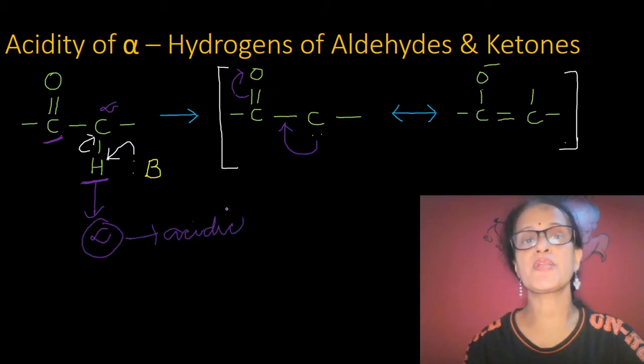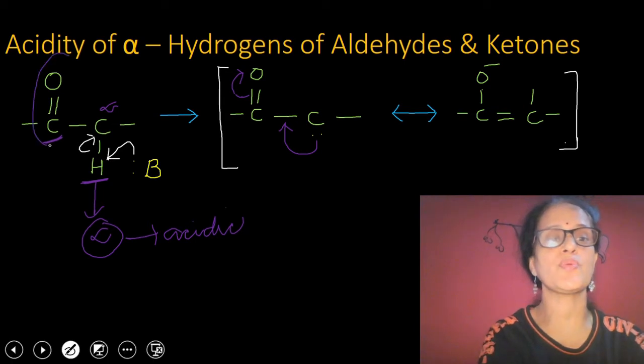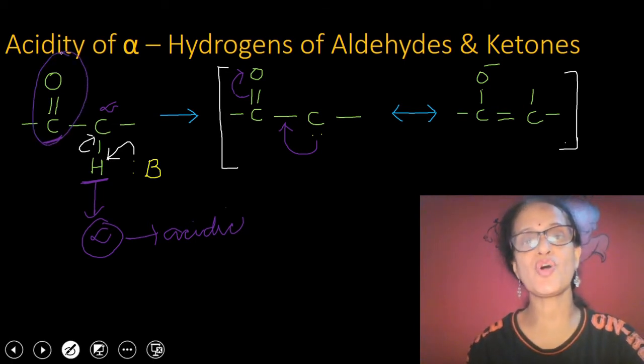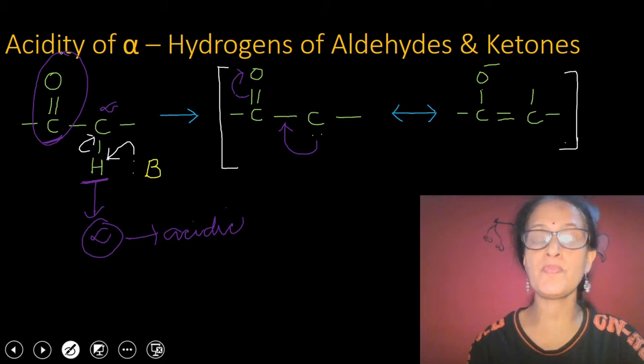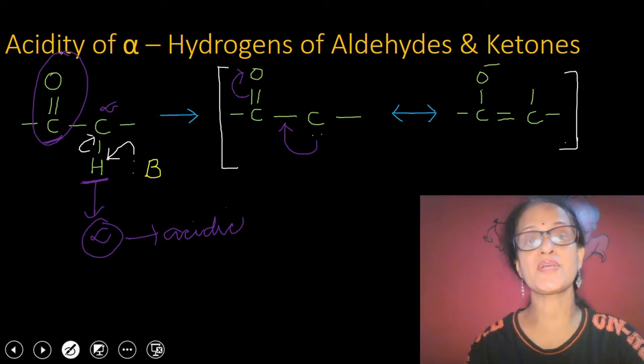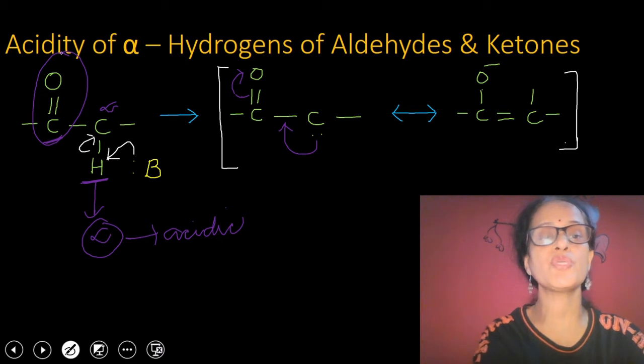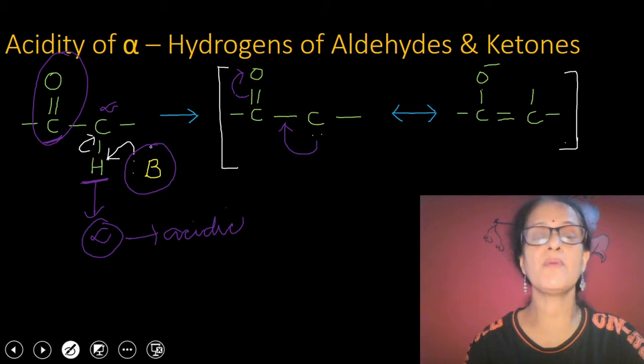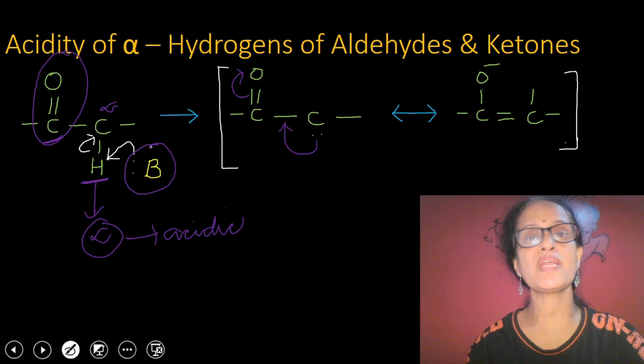Students, this alpha hydrogen atom is acidic in nature because of the presence of a strong electron withdrawing carbonyl group. So because of the presence of a strong electron withdrawing carbonyl group, the loss of alpha hydrogen atom is favored on the approach of a base. So this B represents a base. So when a base approaches a carbonyl compound, it will abstract alpha hydrogen atom. Alpha hydrogen atom is lost because of the strong electron withdrawing effect of carbonyl group.